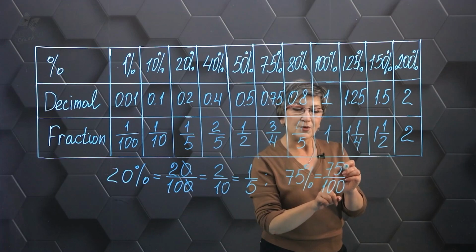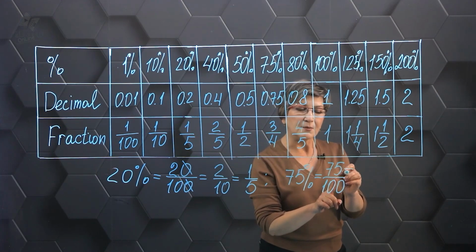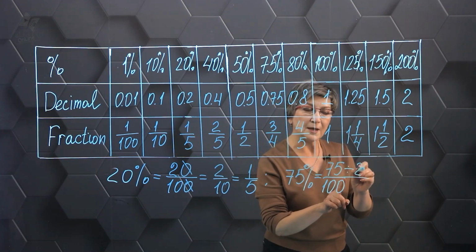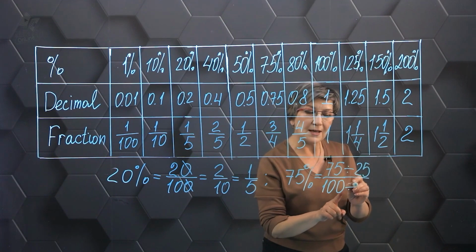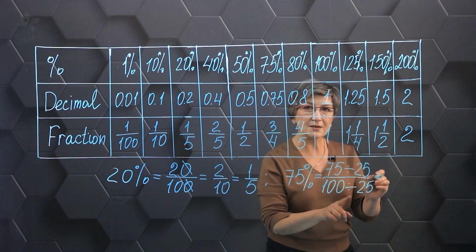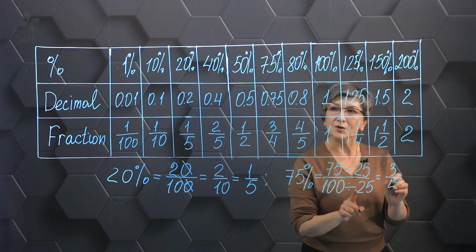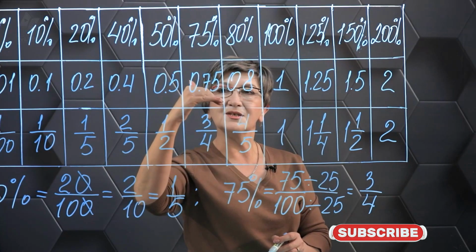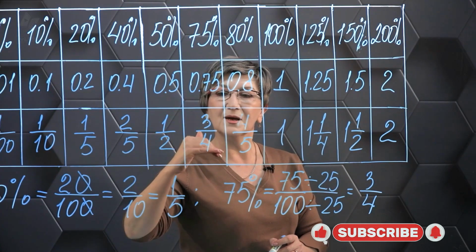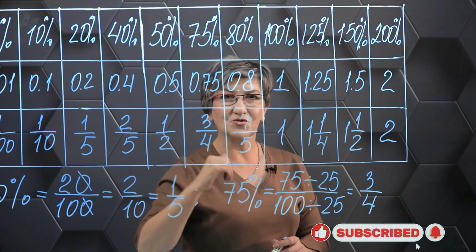To simplify this fraction, I reduce the numerator by 25 and the denominator by 25 to make it simpler and easier to understand. So ultimately, you end up with 3 over 4. Furthermore, 75% can be represented as 0.75, which is equivalent to 3/4 in fractional form.